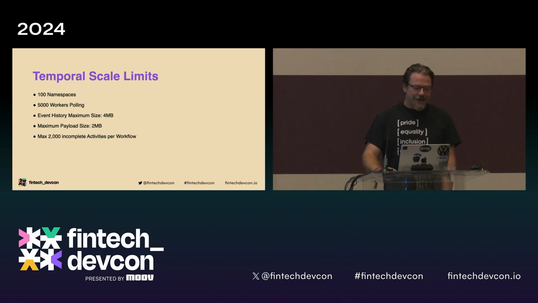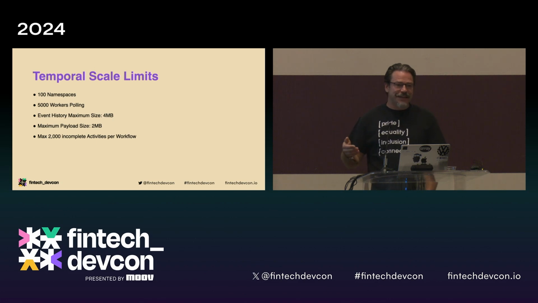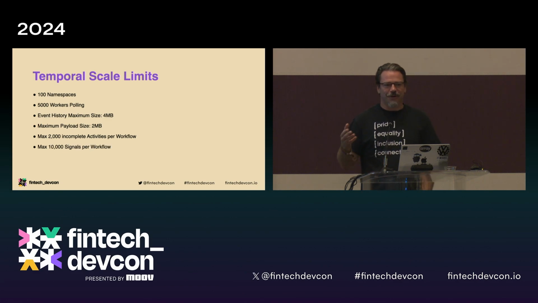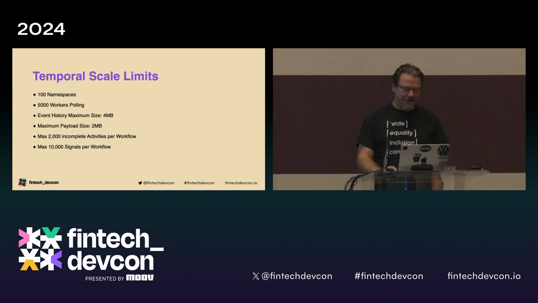You can have a maximum of 2,000 incomplete activities per workflow. So like if you have some cron that's going to touch 10,000 accounts, you cannot load all 10,000 of them and run all those activities in parallel. That's a bad design on top of Temporal. And you can have a max of 10,000 signals per workflow. So you can't infinitely pause a workflow. There is a limit there in terms of how they can select that out of history.